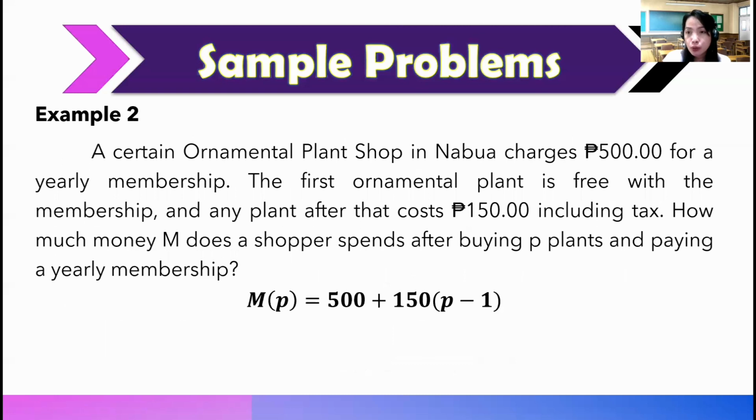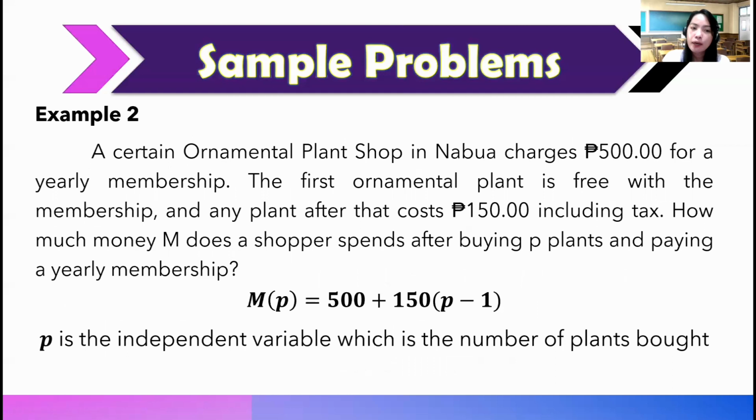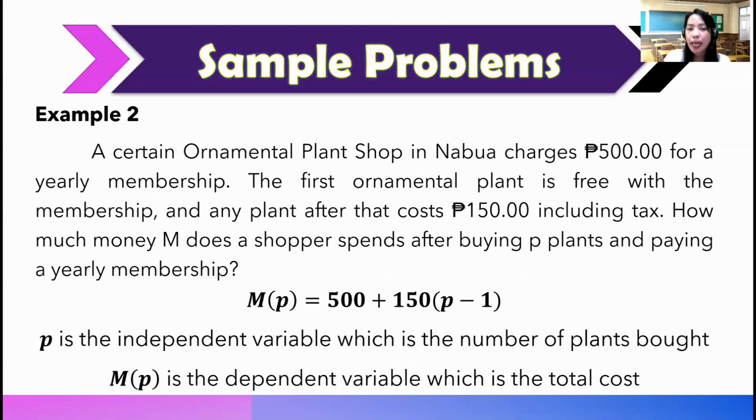For example, number 2, alin ba dito yung independent variable and dependent variable? The P is the independent variable, which is the number of plants bought. And M of P is the dependent variable, which is the total cost. Nakadepende yung total cost sa number of plants na bibilhin mo. Independent yung number of plants bought, kung ilan yung number of plants bought, mag-change din yung total cost or yung dependent variable mo, which is M of P.